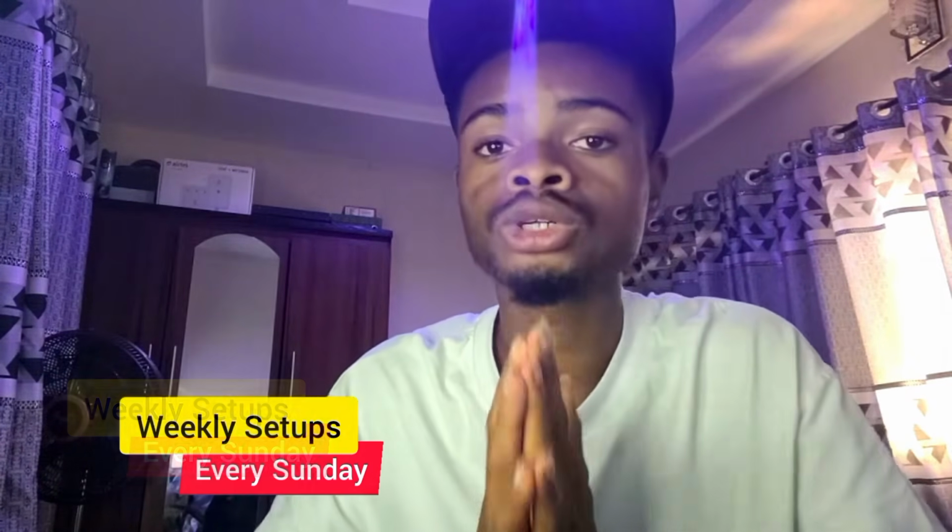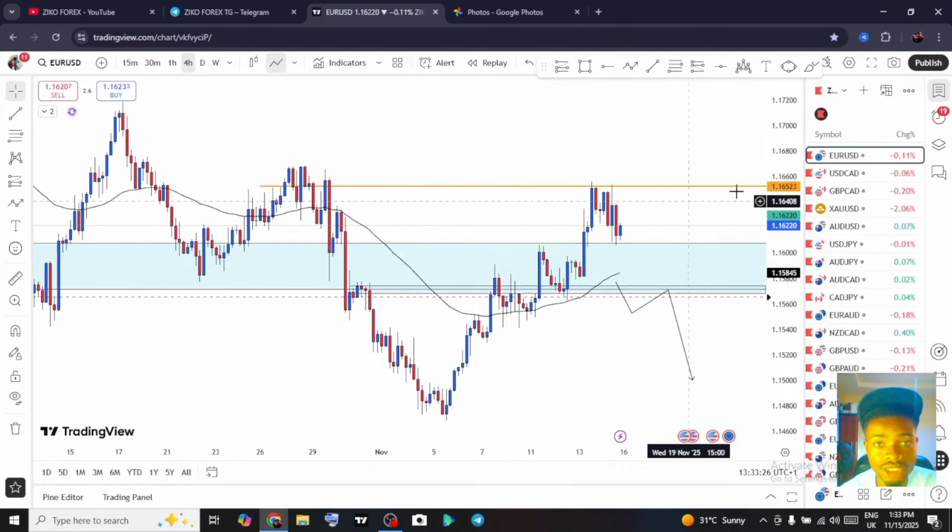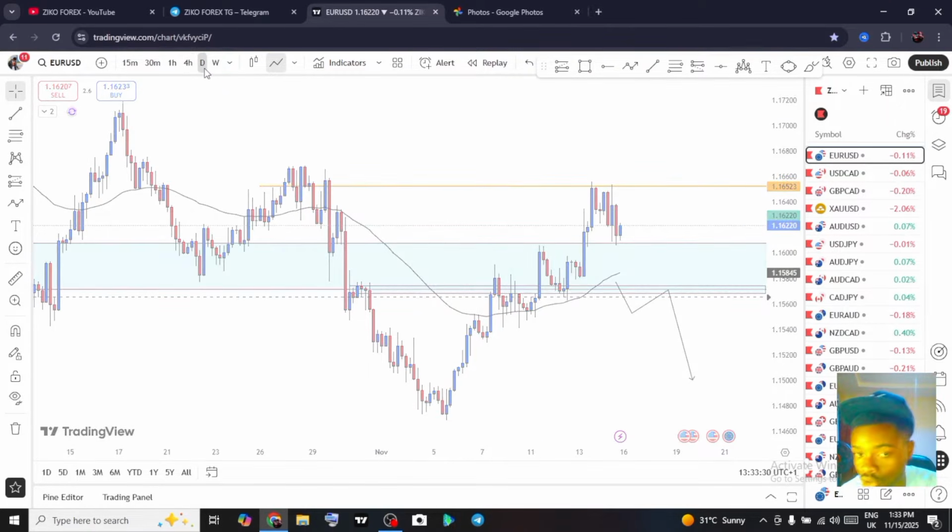So I'm done analyzing over 20 pairs using the fxalexg set and forget strategy, and let me show you the pairs that we are going to be paying attention to this new week. Right. So the very first pair we have right here is Euro USD. So this trade is still very much valid.